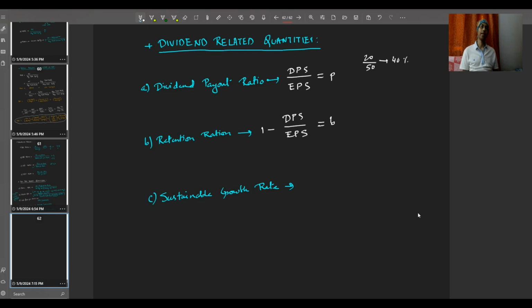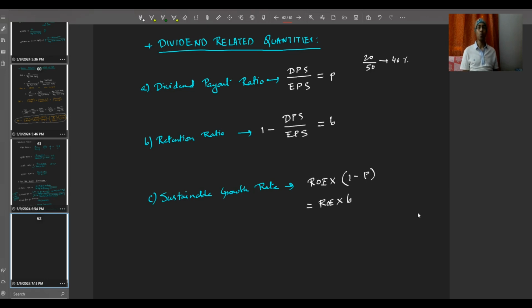Now sustainable growth rate. If you apply common sense, the more dividends are paid out, the less the earnings are retained for future growth. Therefore, the less will be the growth of the future. So the sustainable growth rate is measured as return on equity multiplied by 1 minus the payout ratio, which means sustainable growth rate is return on equity multiplied by the retention ratio. So these are the metrics that let us understand how the dividend payout ratio lets us understand what is going to be the sustainable growth rate to a certain measurable extent.